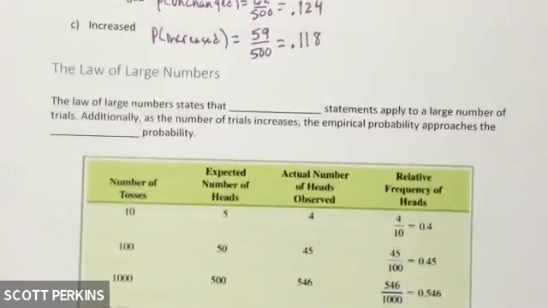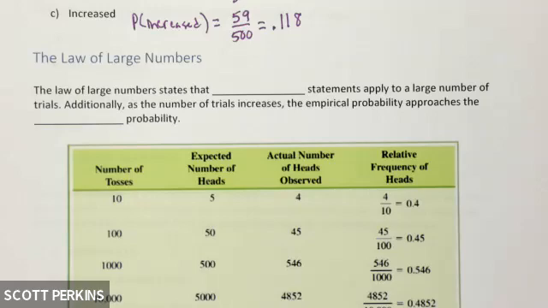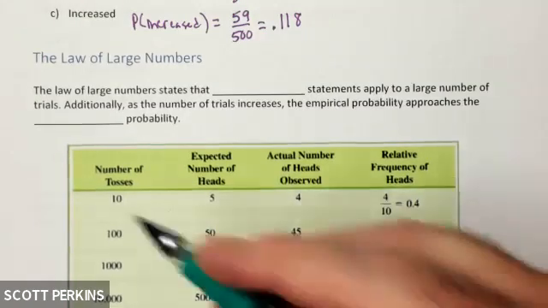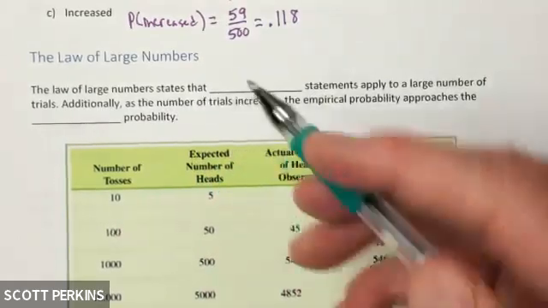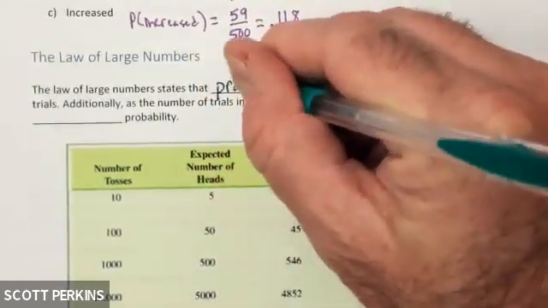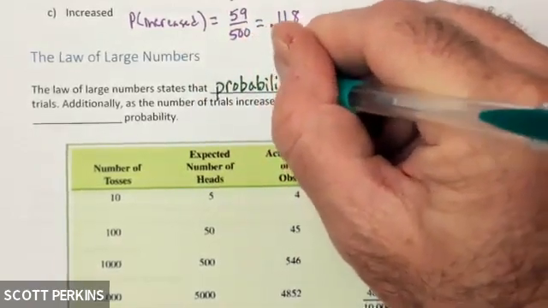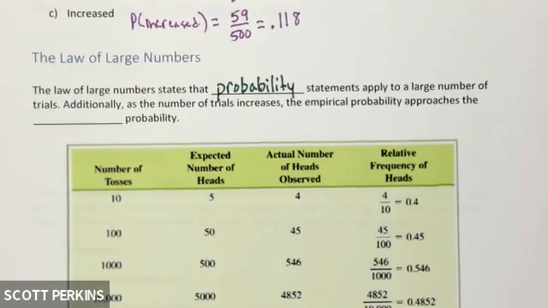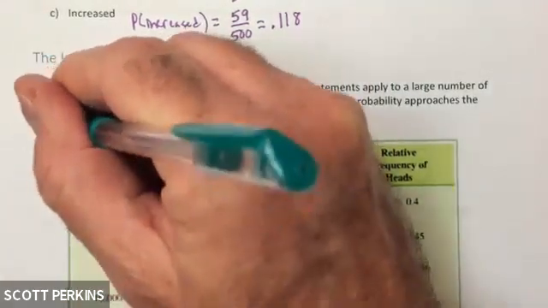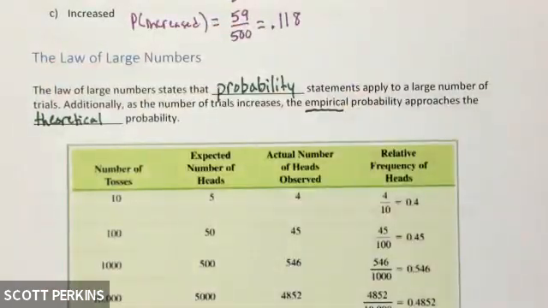All right, well, anytime we're talking about probability, whether we know it or not, we are using what's called the law of large numbers. Okay, so this is something in statistics and probability that is just assumed for everything. What the law of large numbers says is that probability statements apply to a large number of trials. Additionally, as the number of trials increases, the empirical probability, which is our experiment, approaches what's called the theoretical probability.